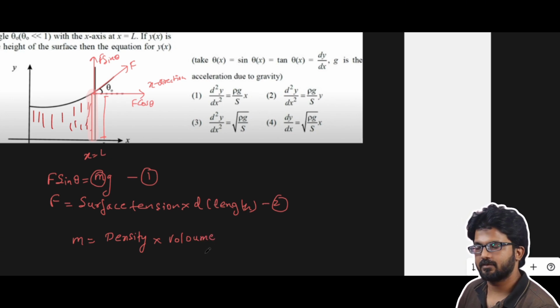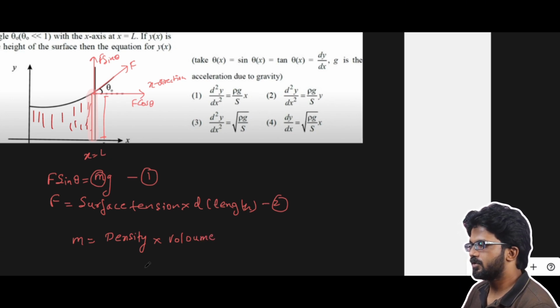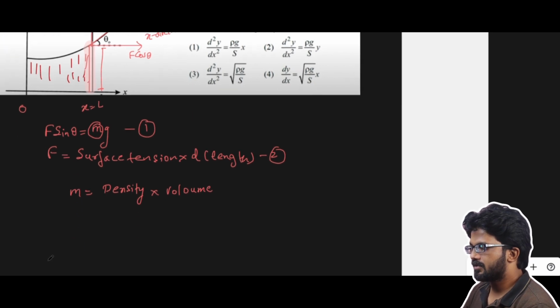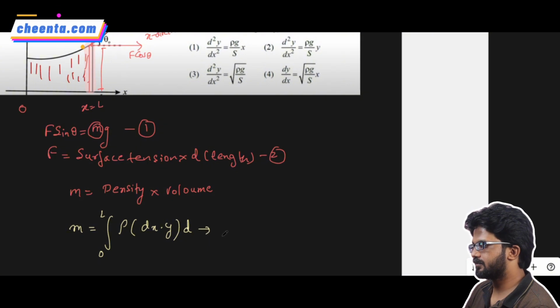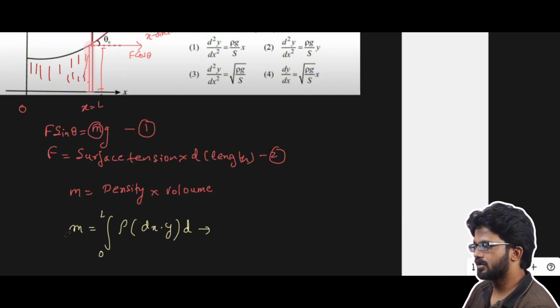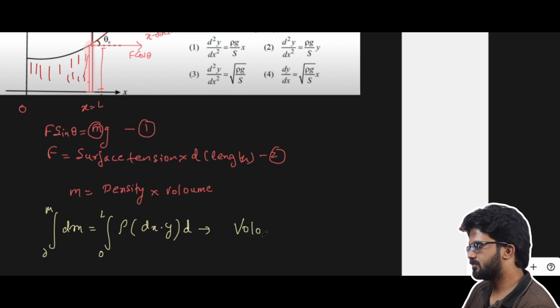over the entire length. So we are going to integrate from 0 to L to get the entire volume, and we are going to take the elemental mass. So that can be written as m equal to the integral from 0 to L of rho times dx times y multiplied by d, the entire depth. So this is the dm element that you are going to integrate over. So the volume of the liquid chamber.